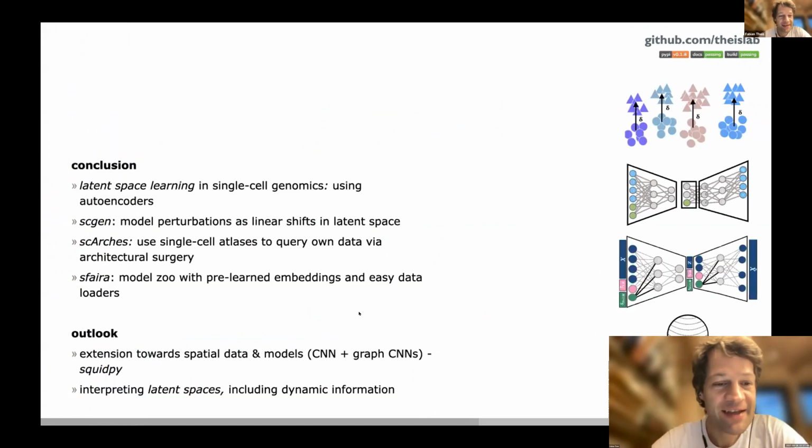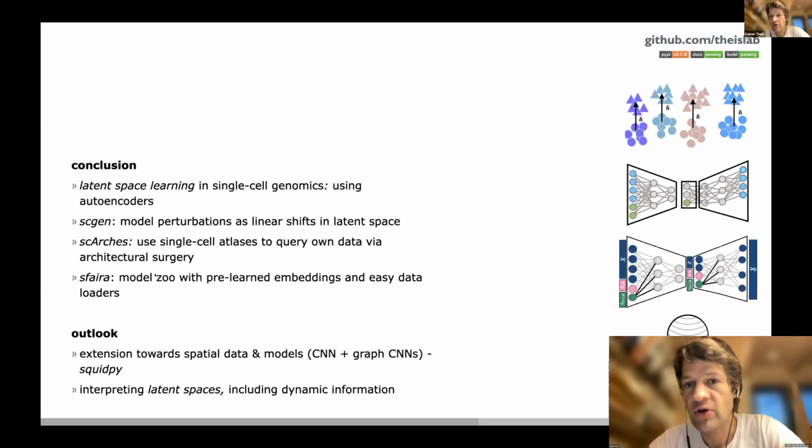So let me just sum up. I think latent space learning in single cell genomics is a really fun area, because you can essentially use all kinds of extensions of autoencoders, but of course also of generative models. scGen was one of those simple generative models we did at the time, and we've been extending it with latent space learning. And if you're interested in trying out things, but you don't want to get into the single cell details, we've come up with a model zoo.